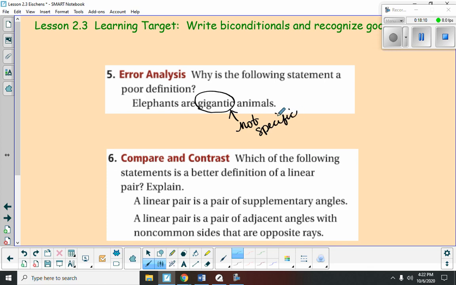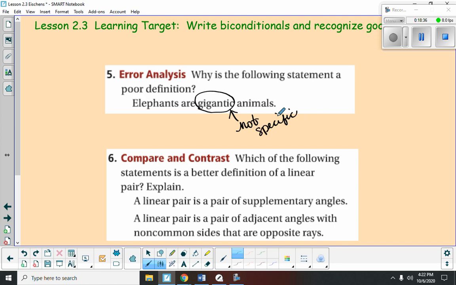Okay, and then the next one, which of the statements is a better definition of a linear pair? So remember, a linear pair would be angles that add up to 180. So a linear pair is a pair of supplementary angles. Or the other one is a linear pair is a pair of adjacent angles with the non-common sides that are opposite rays. Well, you want to think about this, and you can maybe give some counterexamples to help you figure out which is the better.